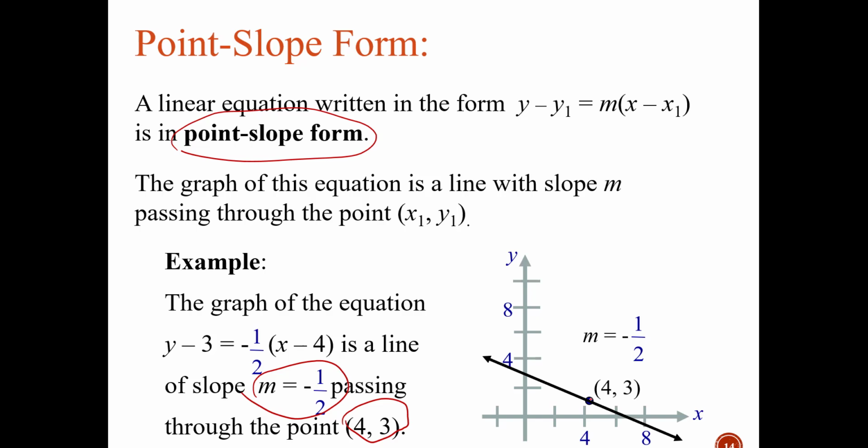Get that point (4, 3), and then use the slope to generate another one. The slope here is negative 1 over 2. Let's go down 1 unit.